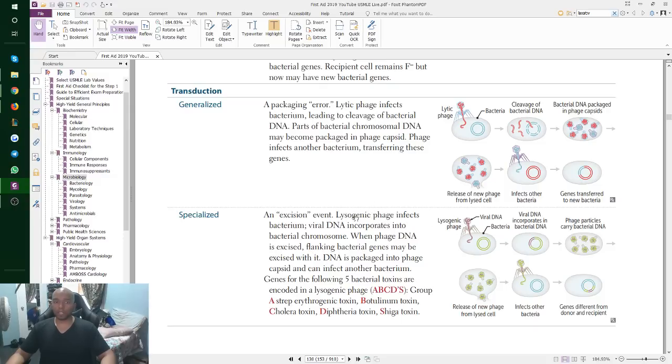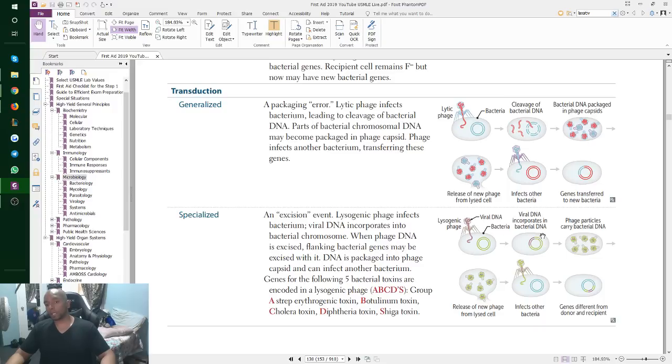The lysogenic phage infects a bacterium. Viral DNA incorporates into the bacterial chromosome. When the phage DNA is excised, flanking bacterial genes may be excised with it. DNA is packaged into the phage capsid and can infect another bacterium. So this viral DNA entered the cell. It then combined with your cell's chromosomes. Then you made new viruses, but each one of these new viruses is different compared to the one up here.